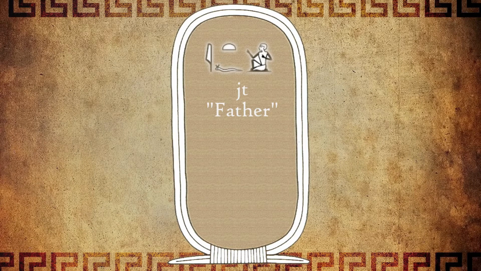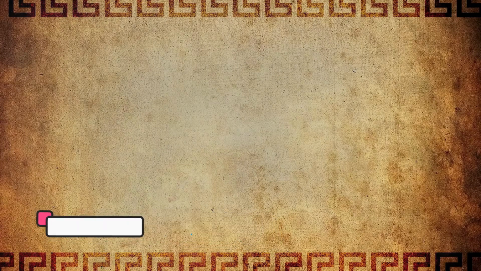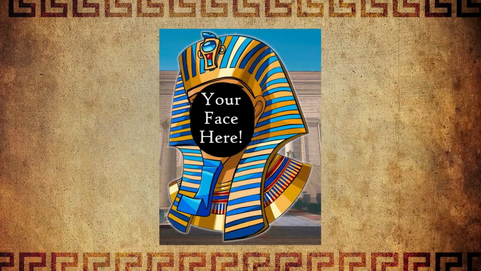Other words very often used are Jiti, Lord, a derivation of the word Jit, Father, Heka, Power, and finally we could use the expression Netjer Nefer, Perfect God. Now you know how to call an Egyptian king. But what if you wanted to become one? What was needed?